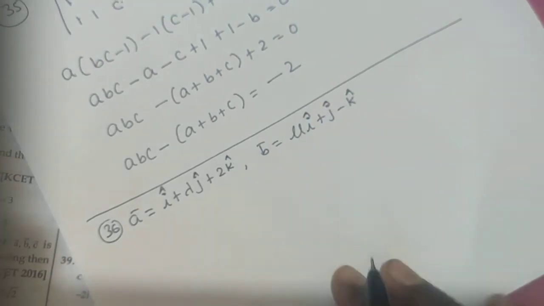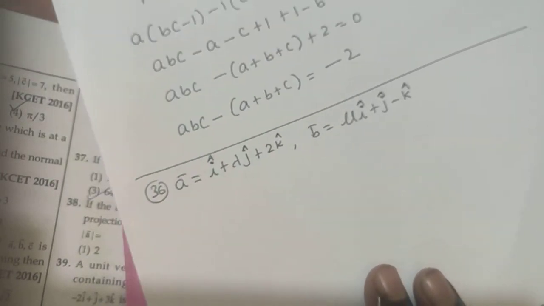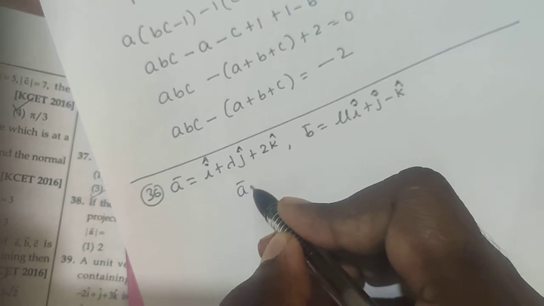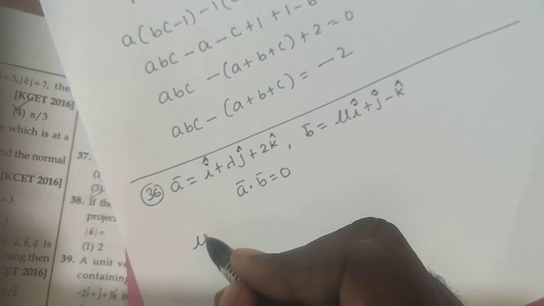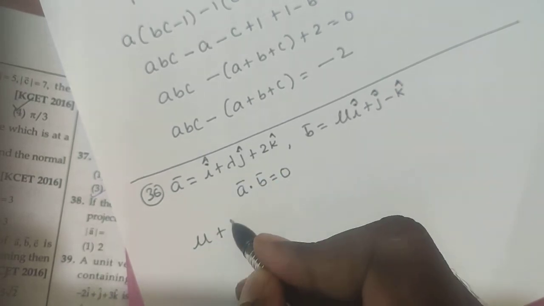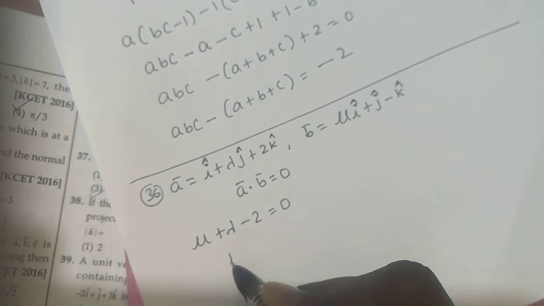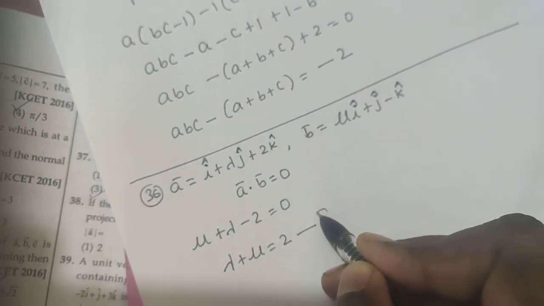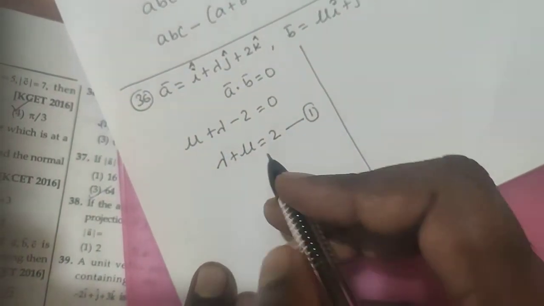And condition number 1, they given that both are orthogonal. Orthogonal means the dot product between these two vectors will be 0. Then a bar dot b bar equals 0. Then 1 into mu, lambda into 1 is lambda, 2 into minus 1 is minus 2 equals 0. Then lambda plus mu equals 2. This is equation 1.